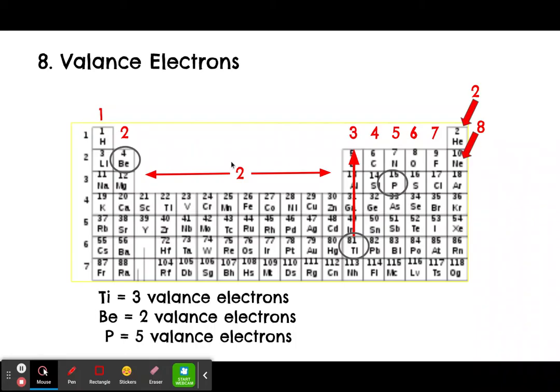So here are some examples of valence electrons. Once you have these numbers written in on your periodic table, if you look for Ti, you just go up to that number that you wrote. It has 3 valence electrons, 3 electrons in its outer orbital. Be has 2, and P has 5.